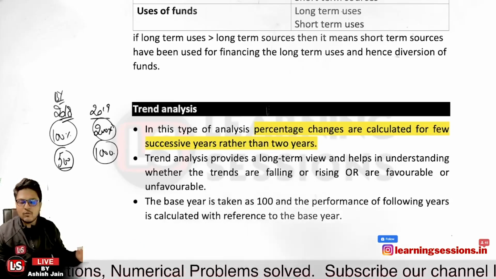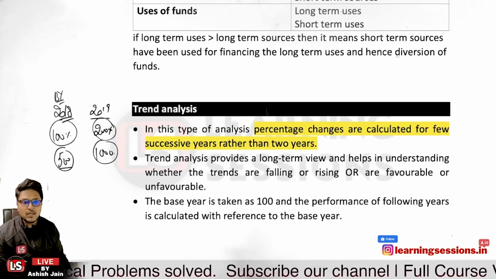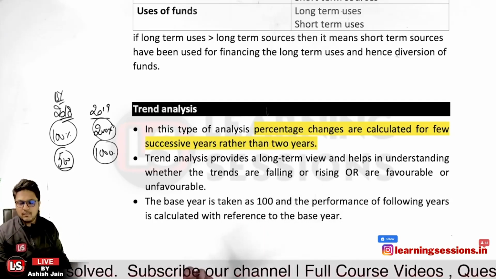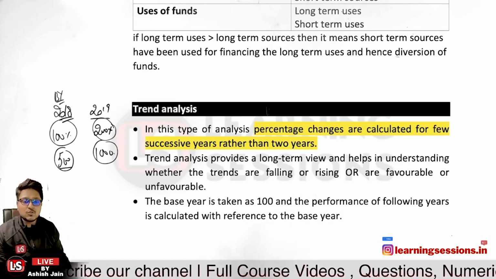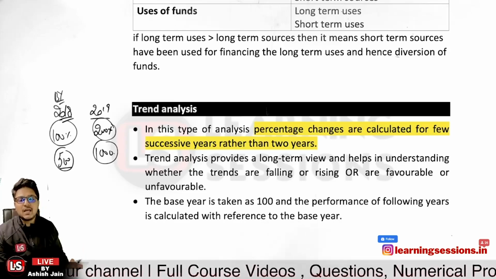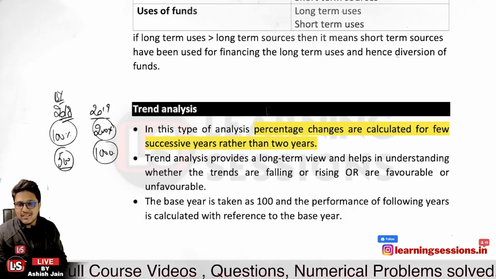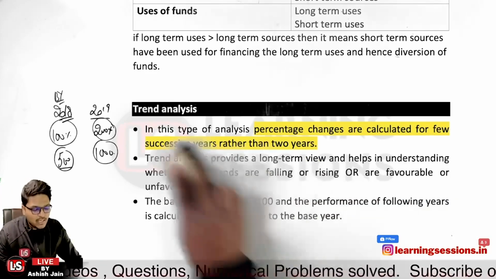That is, we calculated over there. We can look into the trend over there. So trend analysis is a long-term view, and it helps us understand whether the trends are falling or rising. We have a falling trend or a rising trend, we can look into it, whether it is favorable or unfavorable.